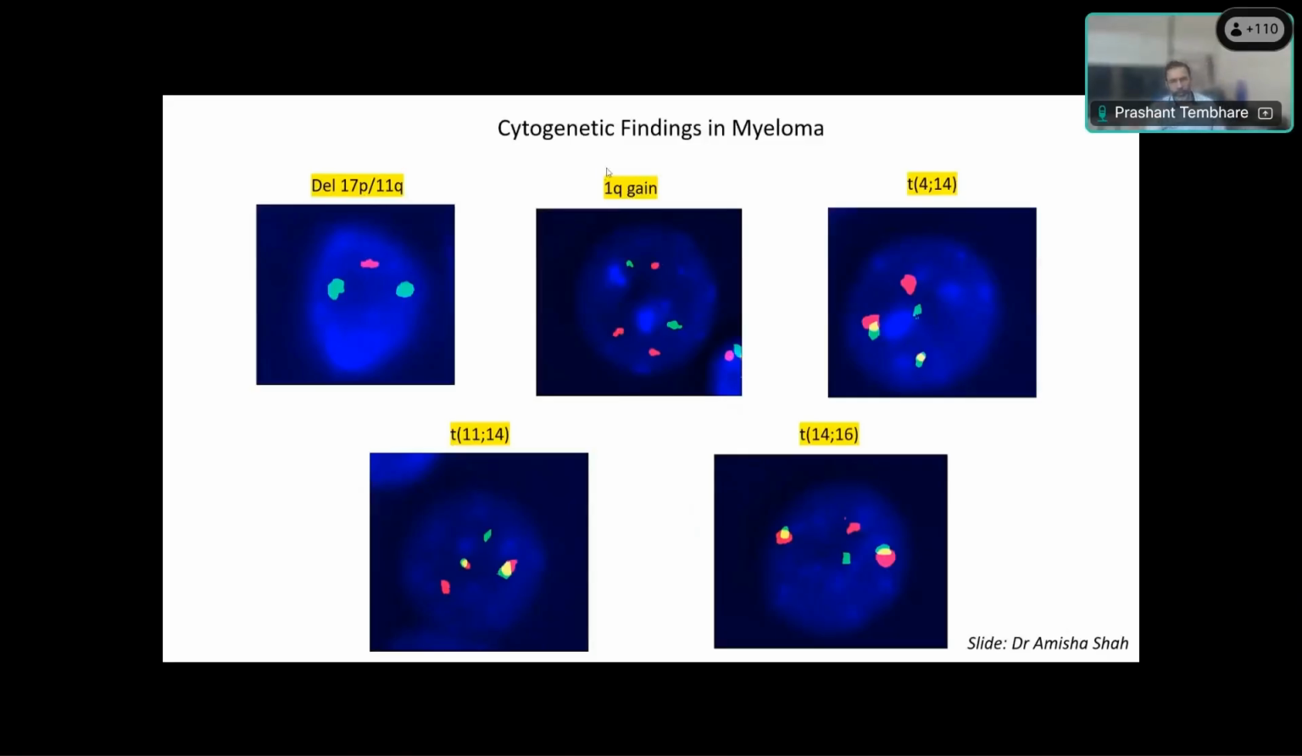So in addition to 4;14, 14;16, and deletion 17p, that is the TP53 mutation, we have 1q gain. So these four are considered high-risk cytogenetics. Okay, so you can see there is a fusion. When you have yellow color, that means the green and red are fused. So there is fusion of the chromosome. This is considered an abnormality.